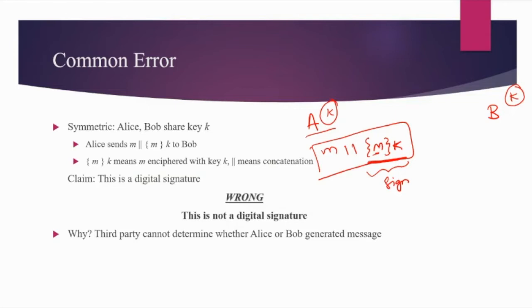But can we say it is a digital signature? No, this is not a digital signature, because it is violating a very important property. If we have a third party, a TTP, which we call a trusted third party, that party cannot determine whether Alice created this signature or Bob created this signature, because M is with both of them and K is with both of them. So it is very difficult to identify one entity, and hence we cannot consider it a digital signature.